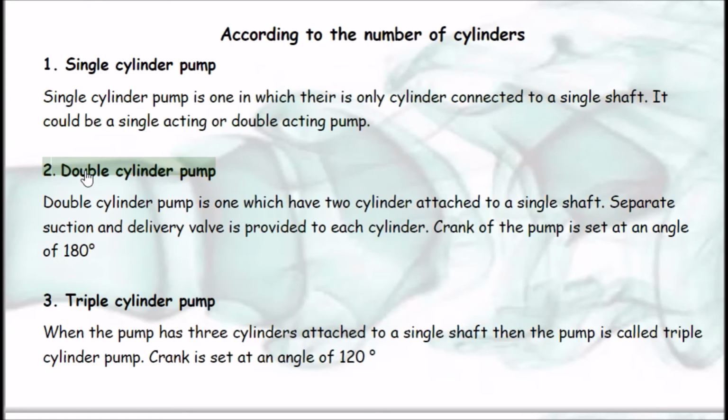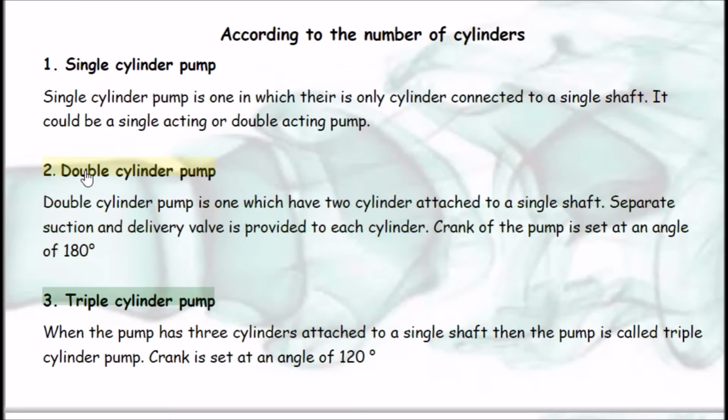Two, double-cylinder pump. A double-cylinder pump is one which has two cylinders attached to a single shaft. Separate suction and delivery valves are provided to each cylinder. The cranks of the pump are set at an angle of 180 degrees.